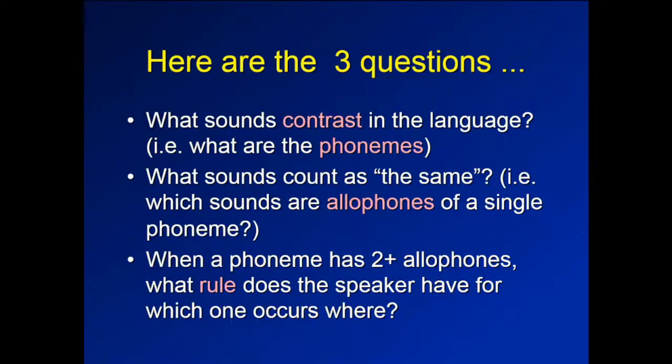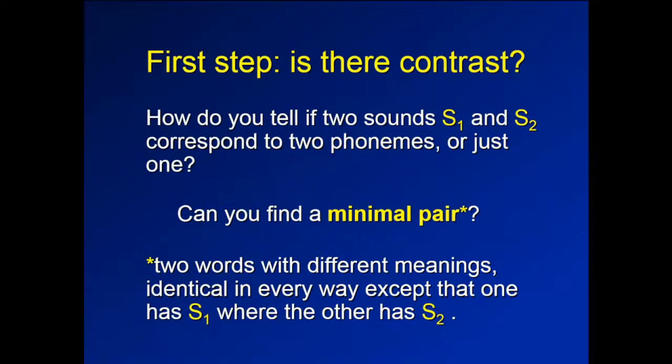What sounds contrast in the language? That is to say, what are the phonemes? And what sounds count as the same? That is to say, which sounds are allophones of a single phoneme? By allophones, we mean realizations or pronunciations of the phoneme. When a phoneme has 2 or more allophones, what rule does the speaker have for which one occurs where?